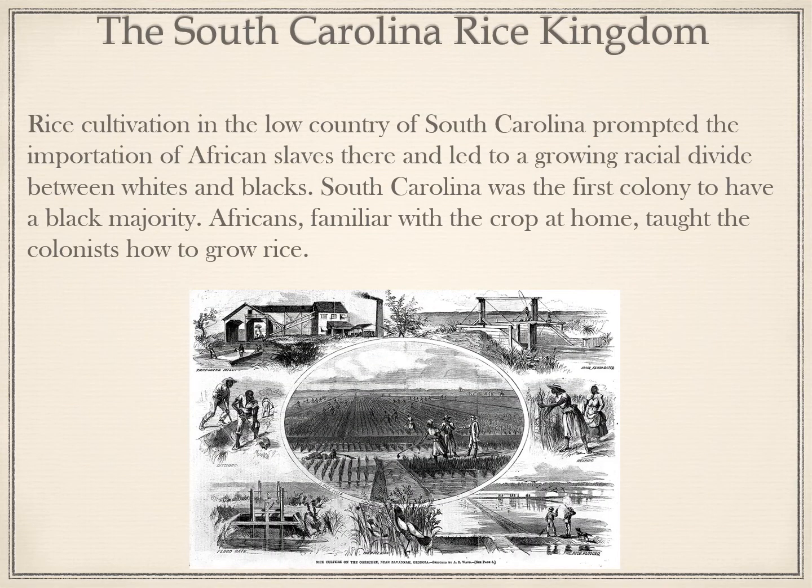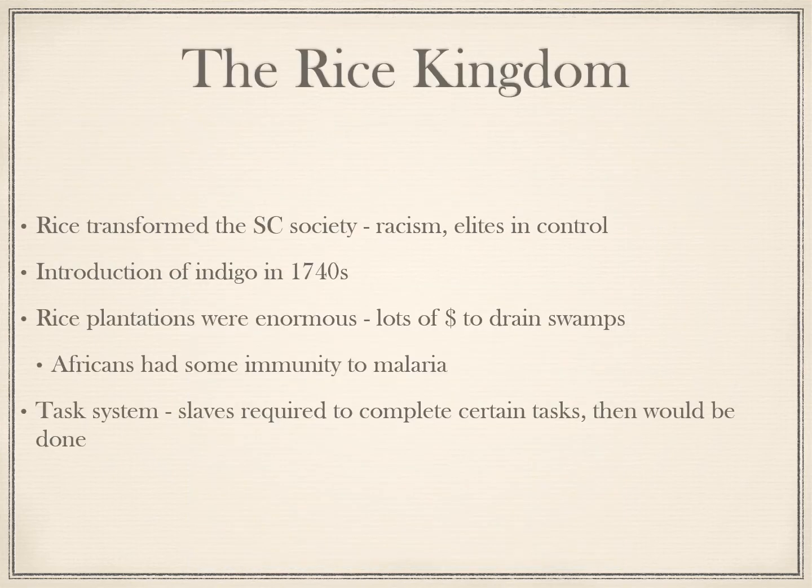Rice cultivation, the growing of rice in the low country of South Carolina, brought in lots more African slaves, which increased that racial divide that already existed. South Carolina is going to be the first colony that has a predominantly African majority. Africans are familiar enough with rice because it's also grown back in Africa. Rice radically transformed South Carolinian society. Racism is more consistent. We see that after indigo shows up, it's going to be used more.